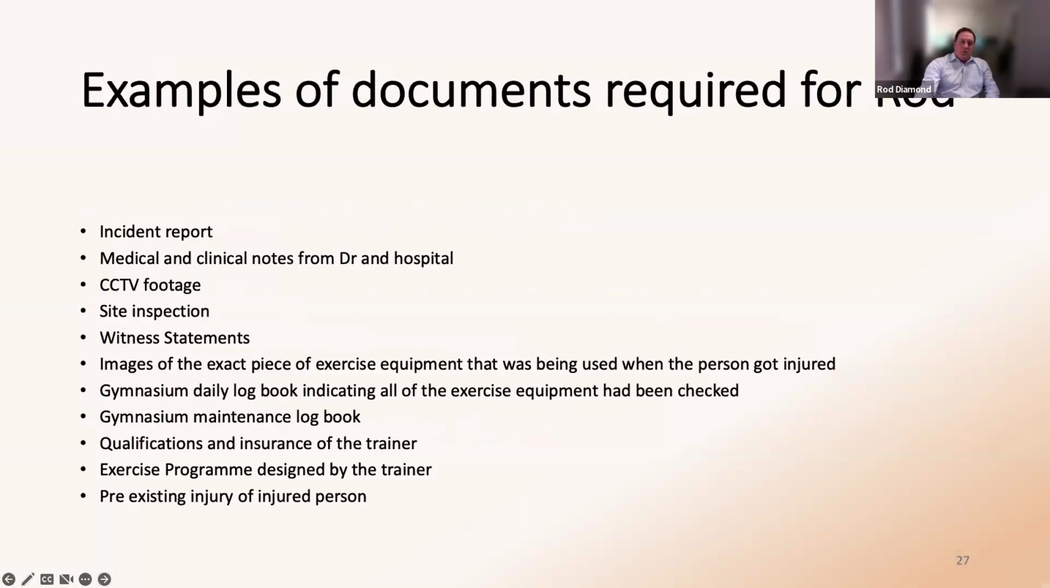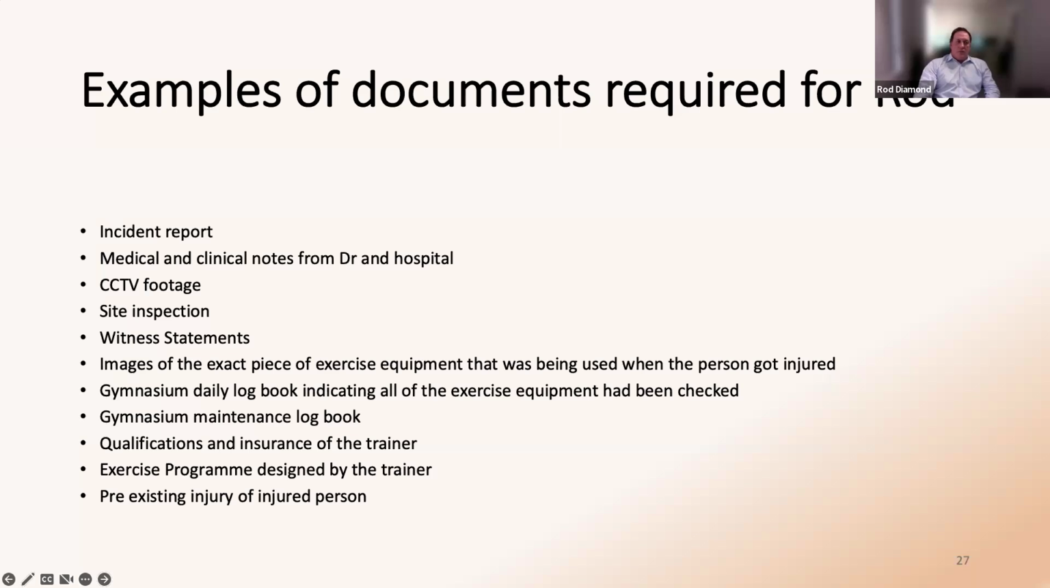And examples of documents that I'd require, again, very similar to the previous matters: incident reports, CCTV footage, clinical notes, witness statements if available, images of the exact piece of exercise equipment, the logbook to indicate all the equipment's been checked on a daily basis, the maintenance logbook, qualifications and insurances of the trainer, and any pre-existing injuries of the injured person. So that concludes that component of the talk.